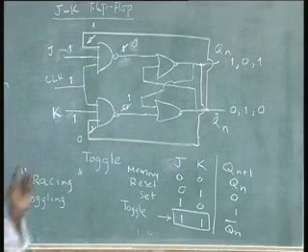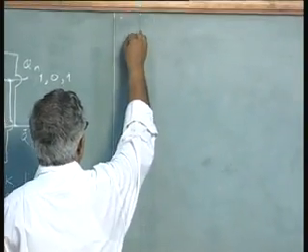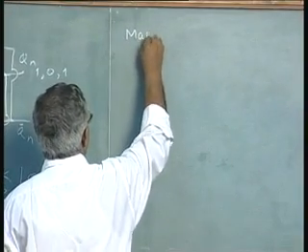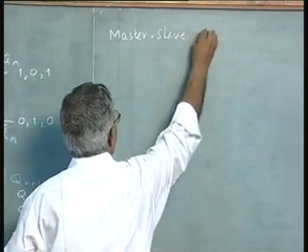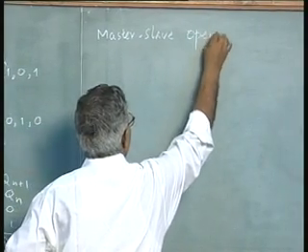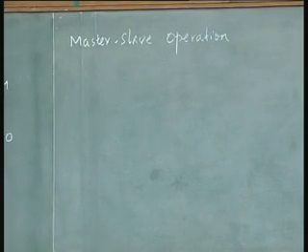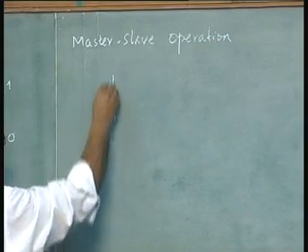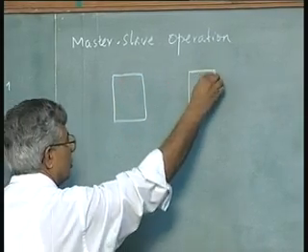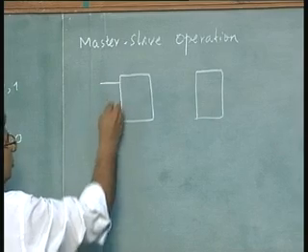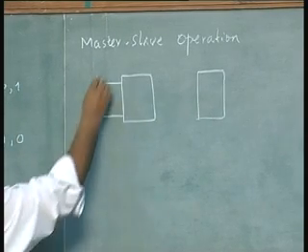There are two simple ways. Again, it is a review, so you should have heard about these things earlier. One is called the master slave operation. I will not go into the details of this. In a master slave operation, we have two identical flip flops, JK, SR, whatever you want to call it.